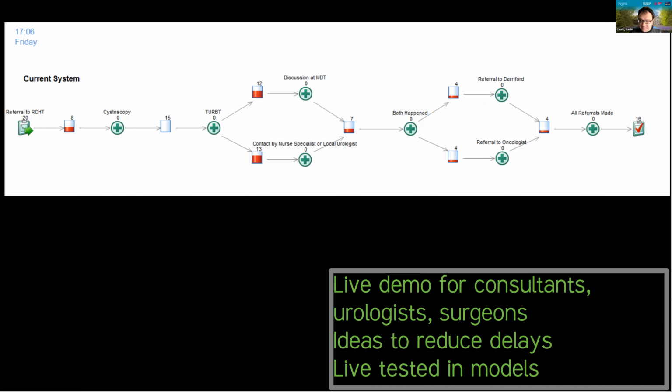So what we did was build the model, a very, very simple discrete event simulation model, nothing complicated about it at all. And we basically demoed this model for the consultants, the urologists, the surgeons, the nurses were there in the room too. And we basically said, look, this is what's happening. You can see your system now. This is what's happening right now. What could you do about it? What are some of the ideas that you might have to try and reduce these delays?